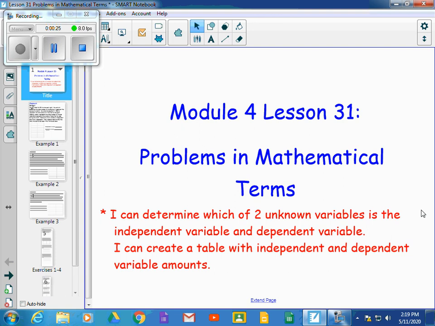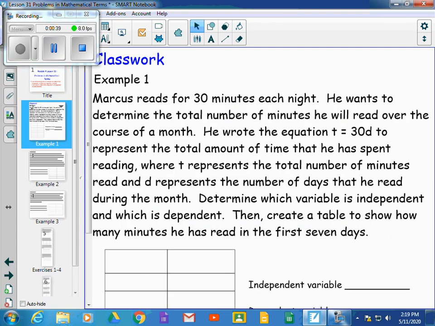These problems are going to take a while, and it's going to take you a good amount of effort to understand what the information given in the problem means. So make sure that you pause the video if you need to, and watch the video again if you need to. Let's start with example 1.